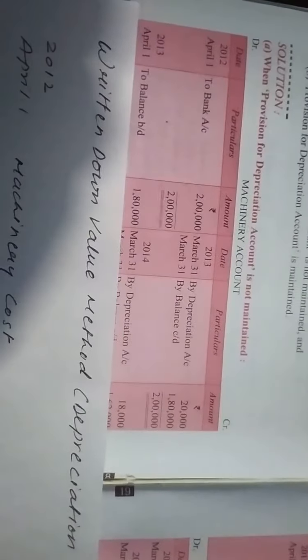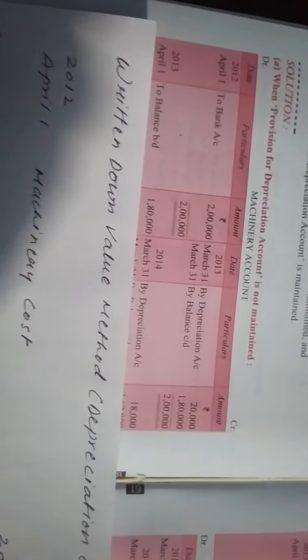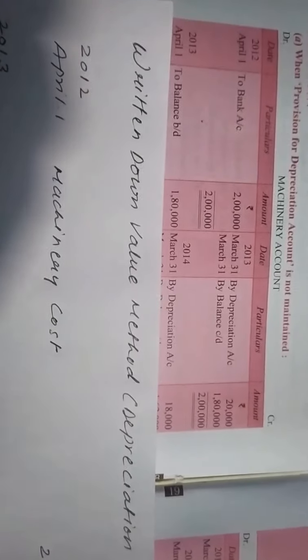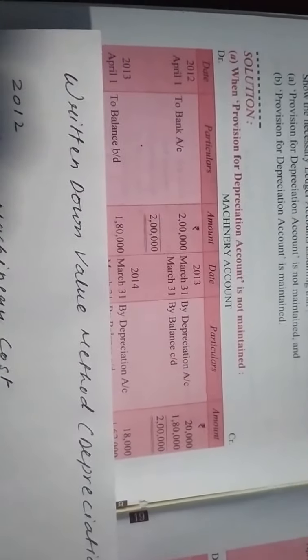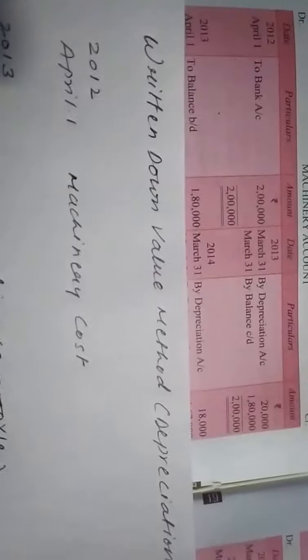Now what we need to do is subtract the debit side total from the credit side total. 2 lakh minus 20,000, we will get 1,80,000 rupees. The same balance will be brought down on the very first day of the next month, April 1st, as balance brought down.